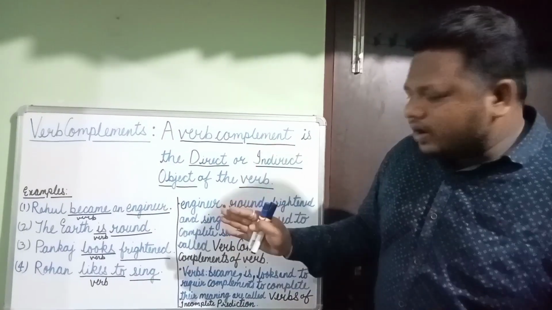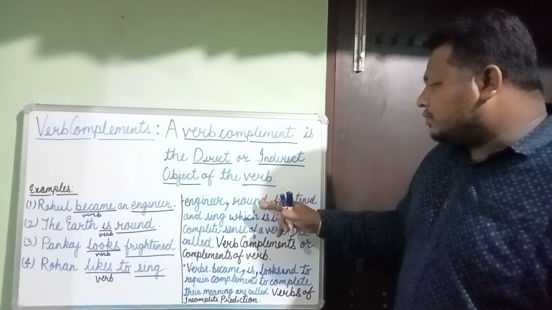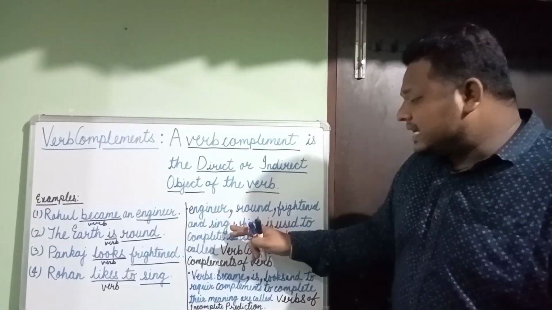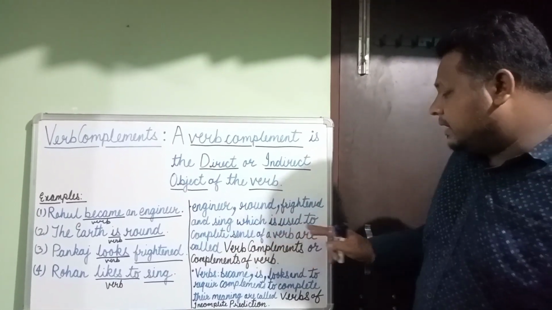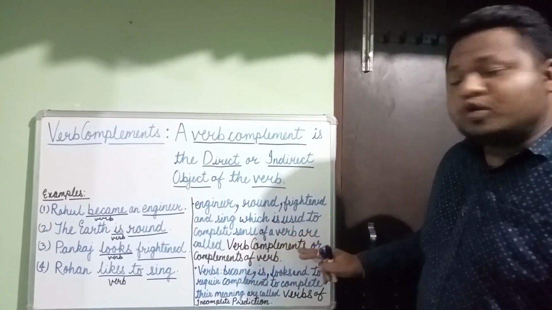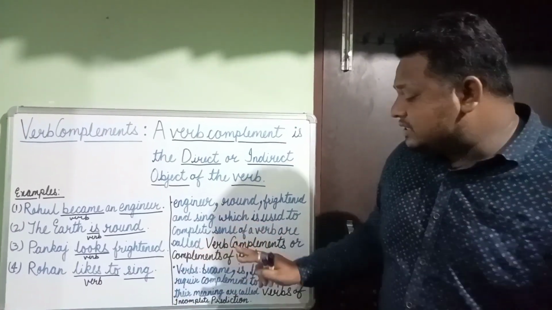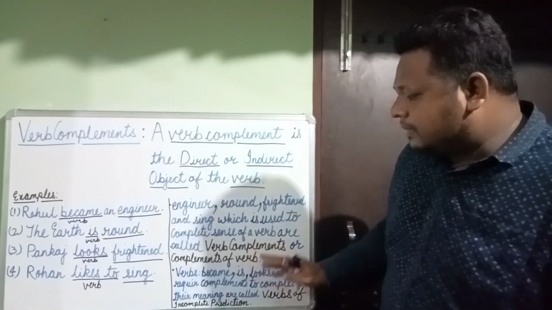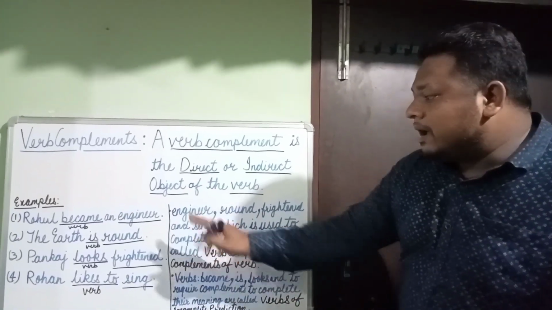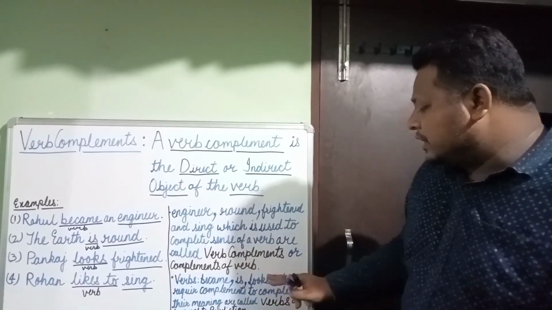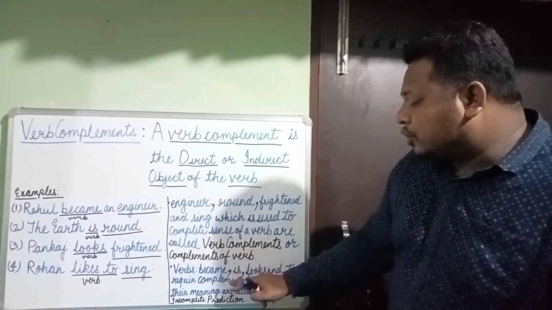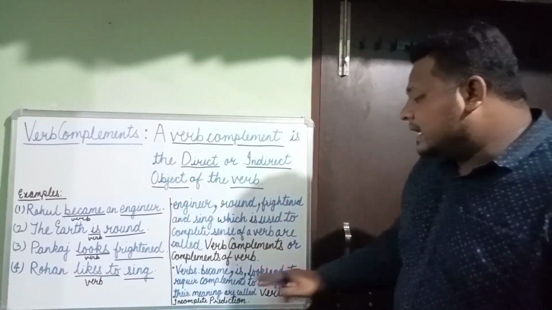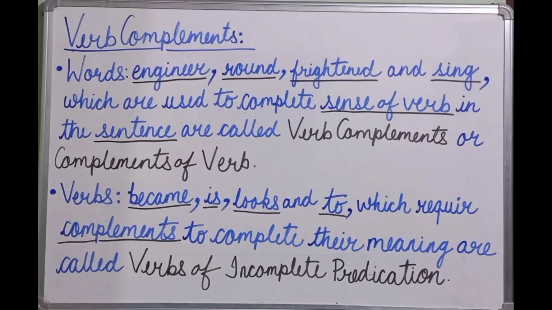So here the words engineer, round, frightened and sing, which are used to complete the sense of a verb, are called verb complements or complements of verb. And the verbs became, is, looks and likes to, which require complements to complete their meaning, are called verbs of incomplete predication.